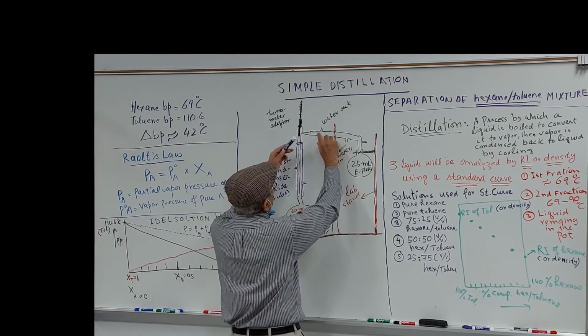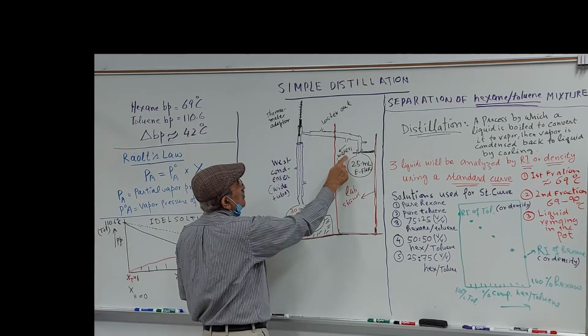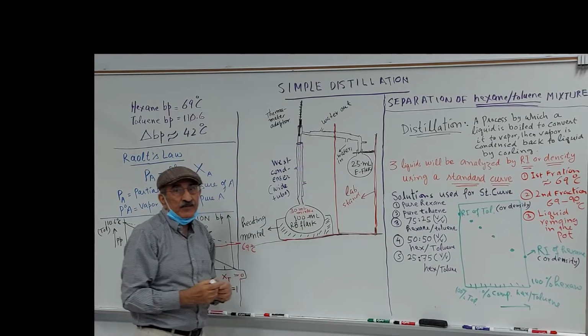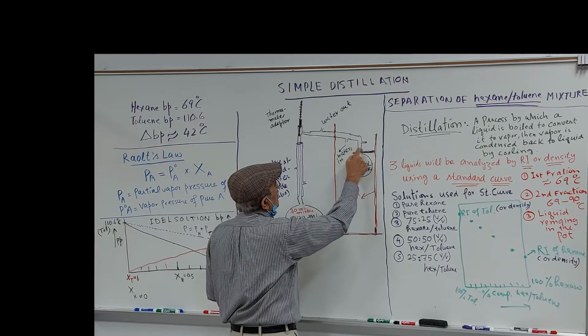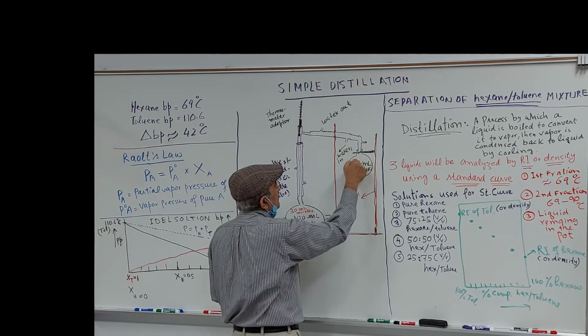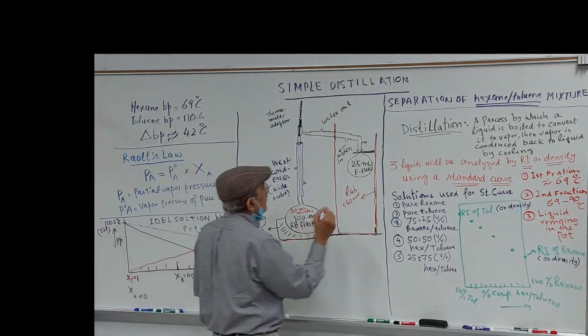Now you connect it with another. This is the water condenser. Here the water should be going in from the lower end and coming out from the upper end. At the end you have a distillation adapter with a side tube, which is attached to a 25 ml round bottom flask.